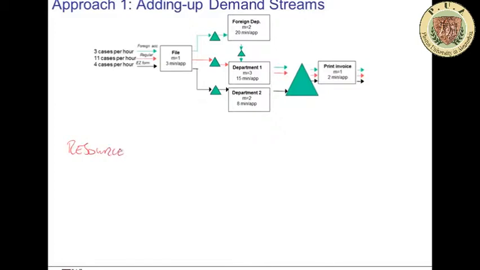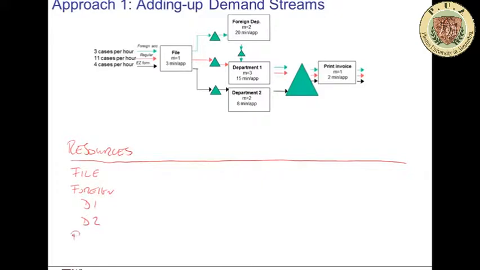You take a look at each of the resources in the process. Each and every one of them is a candidate for being the bottleneck. It could be, in this case, the first step filing, the foreign department, Department 1, Department 2, or the printing department.